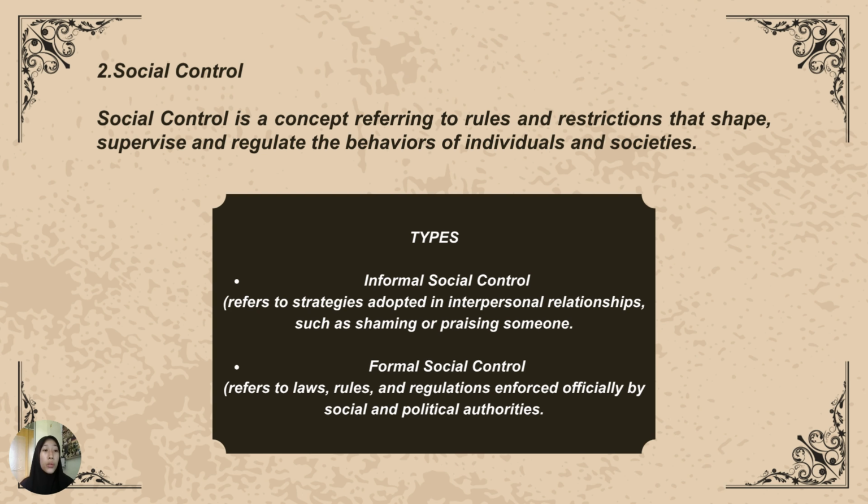For the next point, we have social controls. Social control is a concept referring to rules and restrictions that shape, supervise, and regulate the behaviors of individuals in societies. There are two types of social control, informal and formal. Informal refers to strategies adopted in interpersonal relationships such as shaming or praising someone. But the formal refers to laws, rules, and regulations enforced officially by social and political authorities.